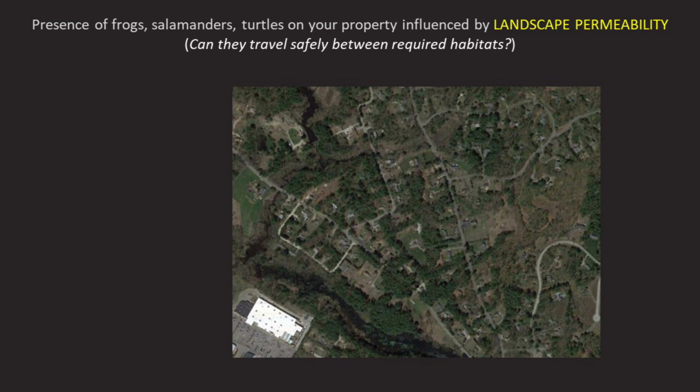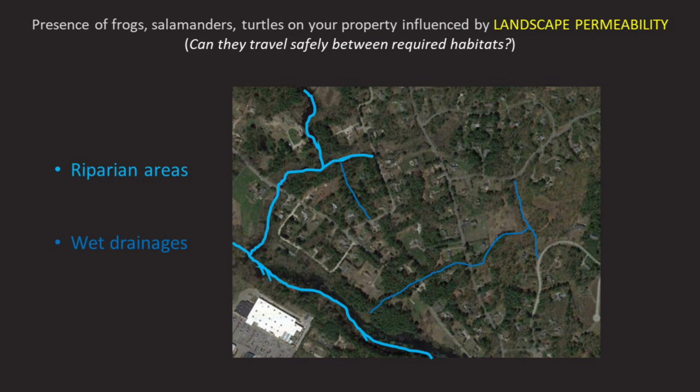The presence of frogs, salamanders, and turtles away from wetland habitats is influenced by how permeable the landscape is. In other words, are there routes that allow these species to travel safely across the landscape? Typical travel routes of these species include riparian areas of streams and other low wet drainages that provide them with moist refuges through dry uplands. Maintaining dense tree and shrub cover in these areas is the best way to maintain their value as travel corridors for amphibians and turtles.